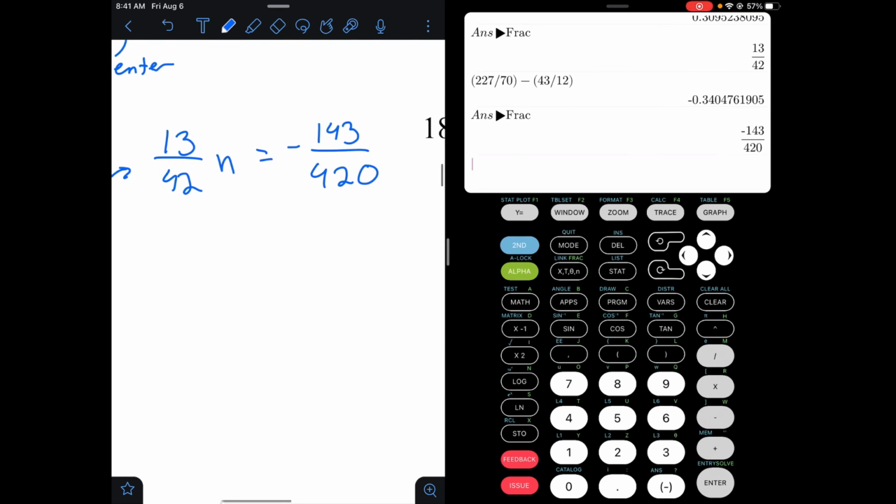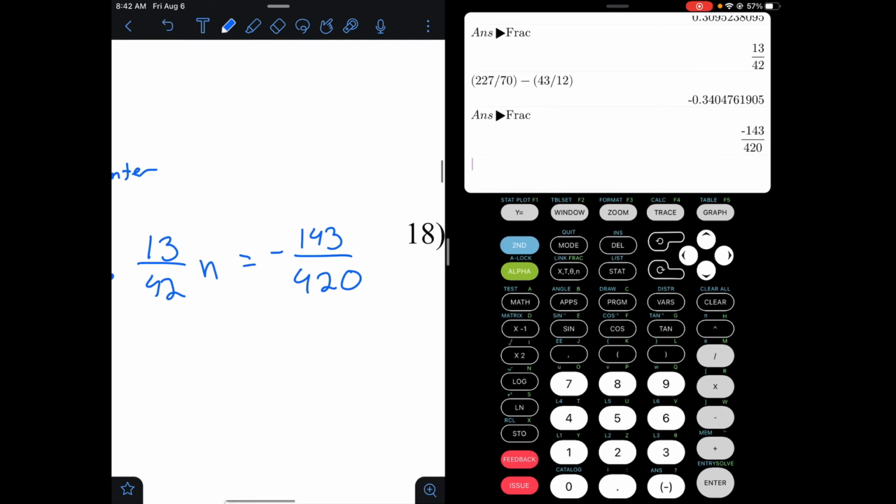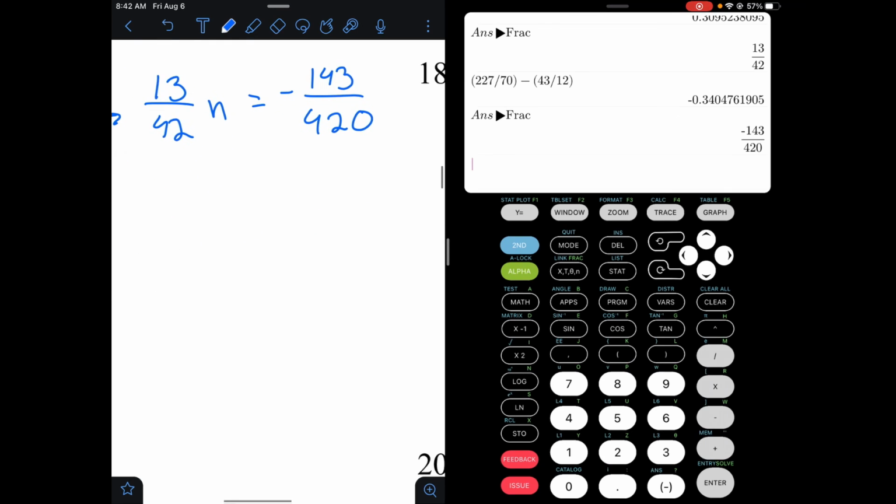Now at this point, there are two different ways to go about solving this. You could multiply by the fractional reciprocal, or you could just divide. I'm going to go ahead and divide because I think that'll make the most sense to you, right? So just like if I had something like this, you would divide by 2, right? You divide by what's attached to the end. That's what we're going to do here. We're going to divide by 13/42.